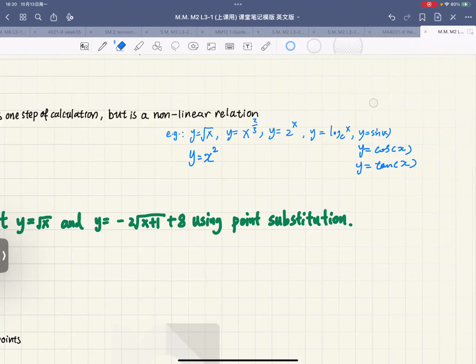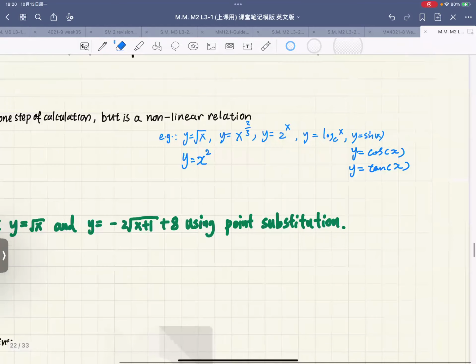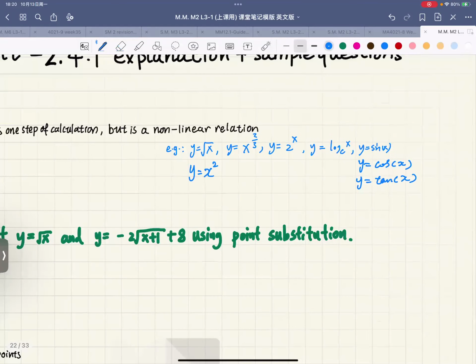What is not a basic graph? For example, a graph that includes a transformation. Have you learned transformation? Noah, have you learned transformation? Yeah, transformation. For example, let's say y is equal to 3 sine of 2x plus pi over 2, plus, anyway, 10. That's definitely not a basic graph.